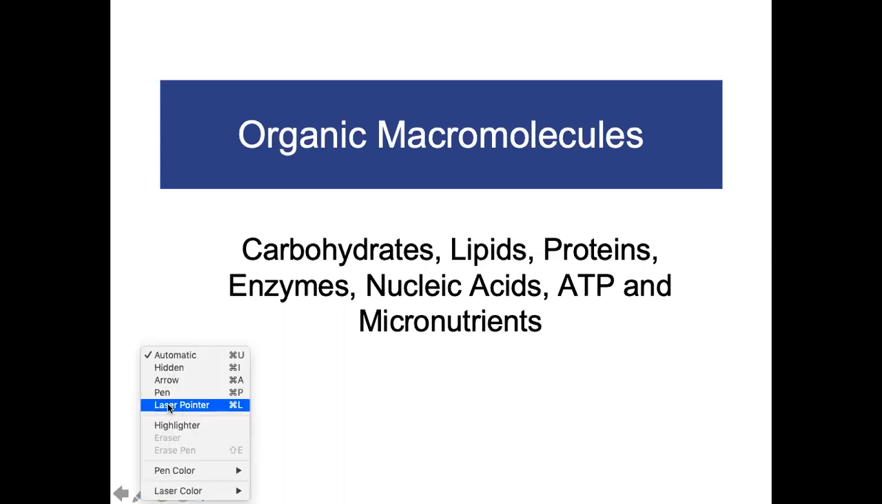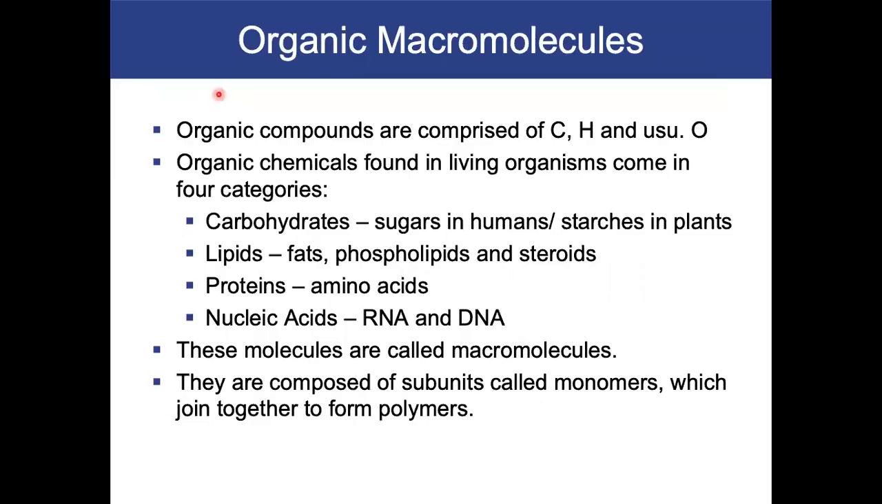Okay, so let's do the laser pointer. So what are organic macromolecules? Organic compounds are comprised of carbon, hydrogen, oxygen, and sometimes nitrogen if we're talking about proteins. They're found in living organisms and they come in four categories. Carbs is one, or carbohydrates, sugars in humans, and starches in plants.